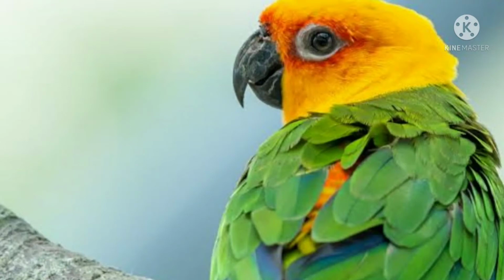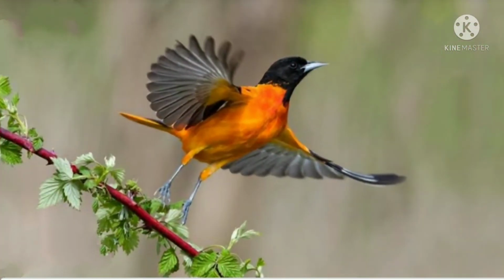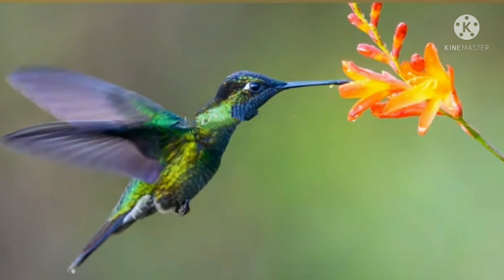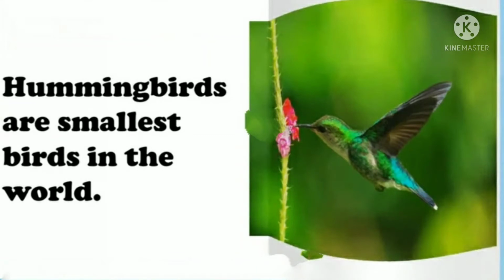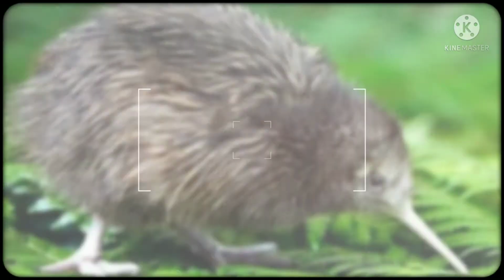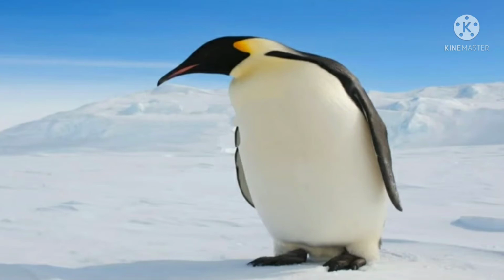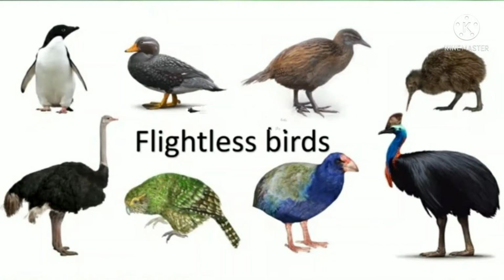The body is covered with feathers, strong beaks to pick up, break or tear their food, and a tail to balance during flight. Some very common birds are hummingbird, sparrow and eagle. Children, can you name the smallest bird in the world? Yes, hummingbird. Okay. Birds such as ostrich, kiwi and penguin have big and heavy bodies and cannot fly. They are called flightless birds.